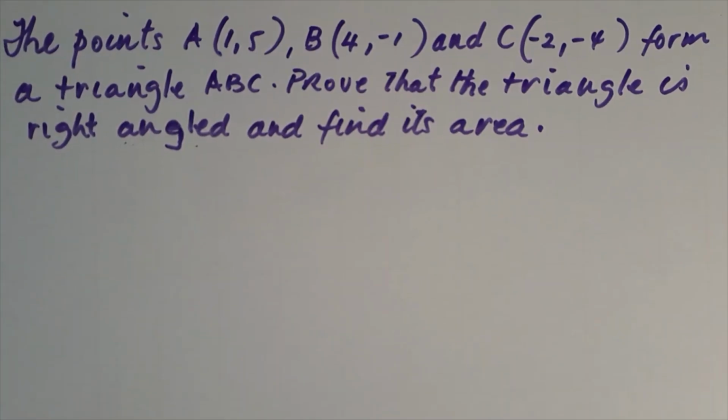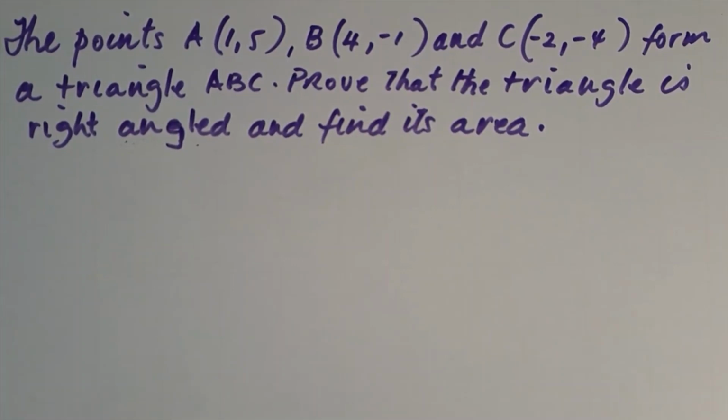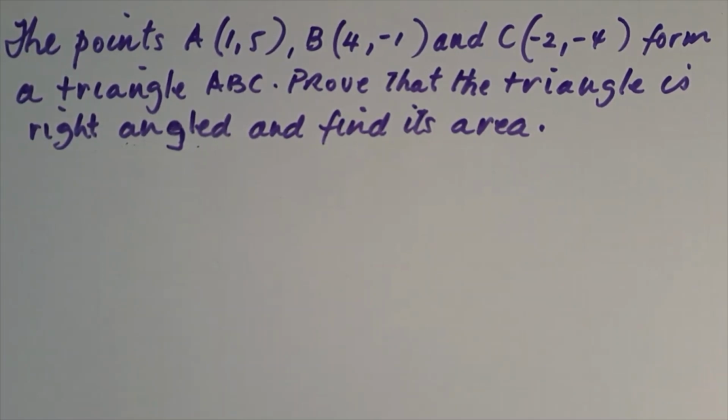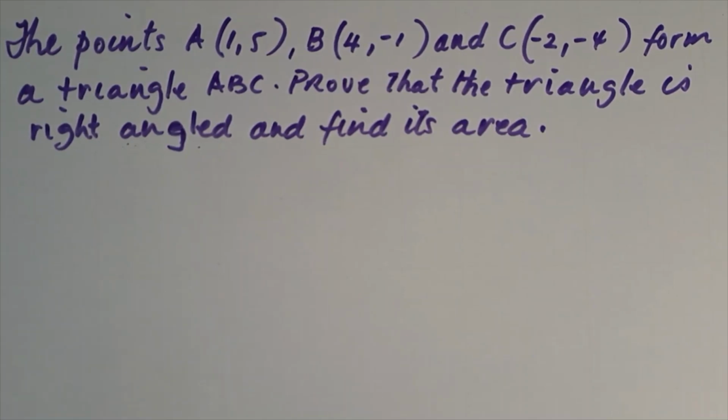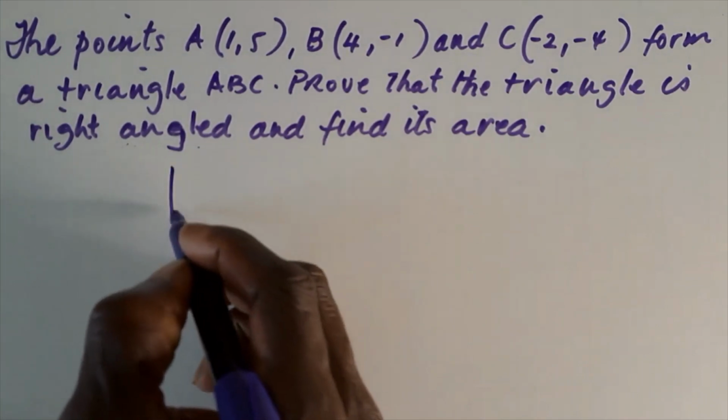Hello. The points A (1, 5), B (4, -1), and C (-2, -4) form a triangle ABC. Prove that this triangle is right-angled and find its area.